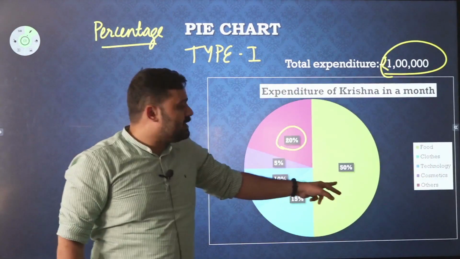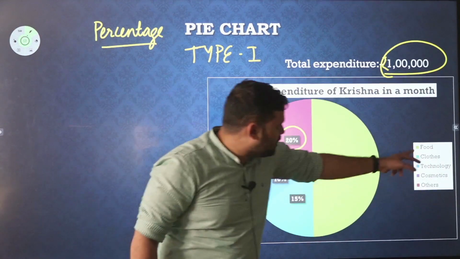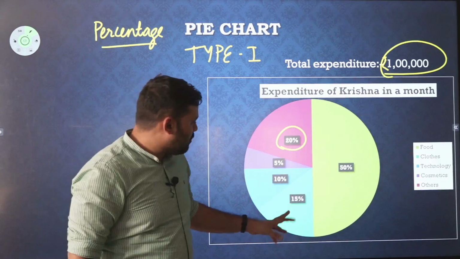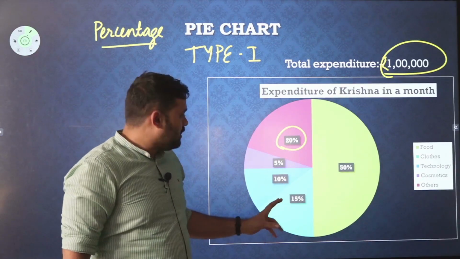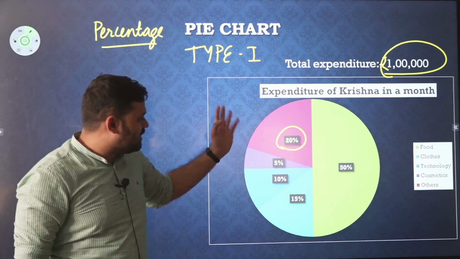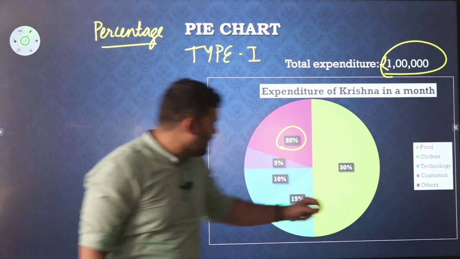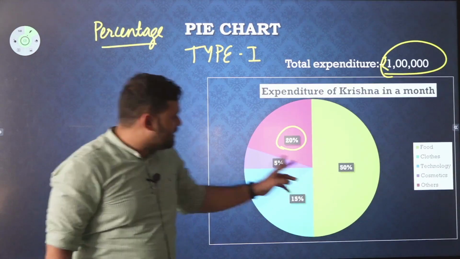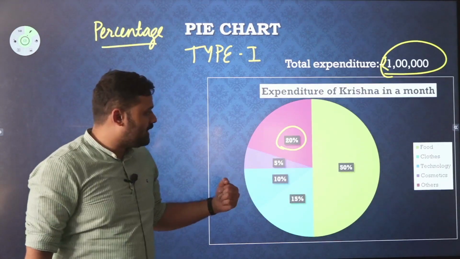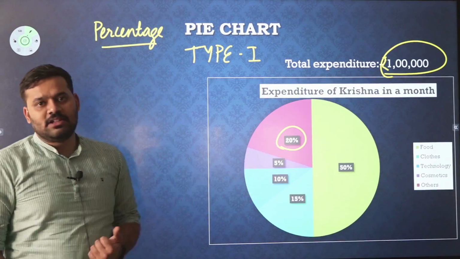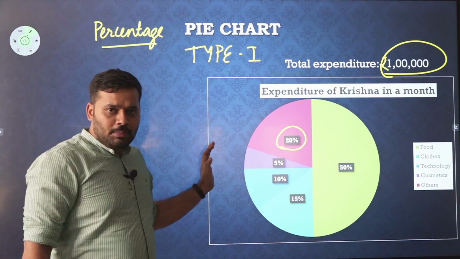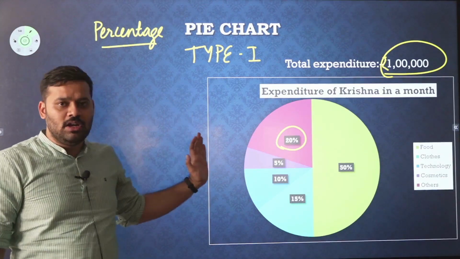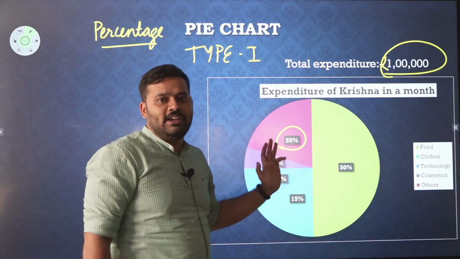Out of that, 50%, that is 50,000, he will spend on the green part, that is food. And clothes, you can see here, is somewhat green. So here it is 15%, that is 15,000 in this case. And blue color is technology. He will spend 10%, that is 10,000, on technology. And purple color is cosmetics, so that is 5%, that is 5,000. And others is 20%, that is 8,000. This is how you interpret. Based on this you will get questions. I will be solving a few questions as well. Just make sure you watch the entire video.